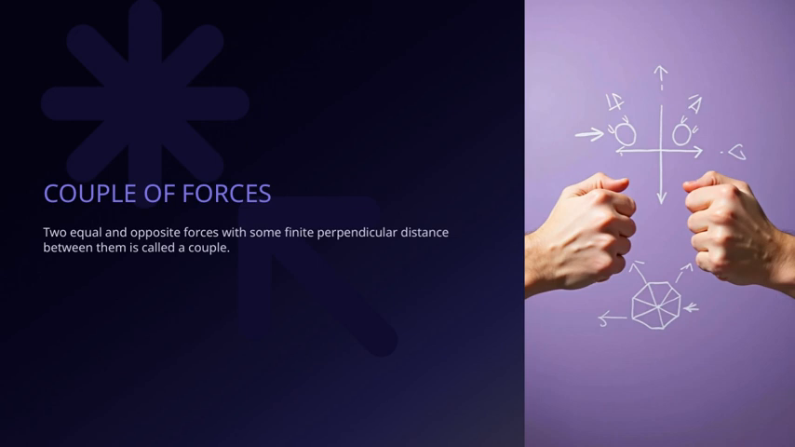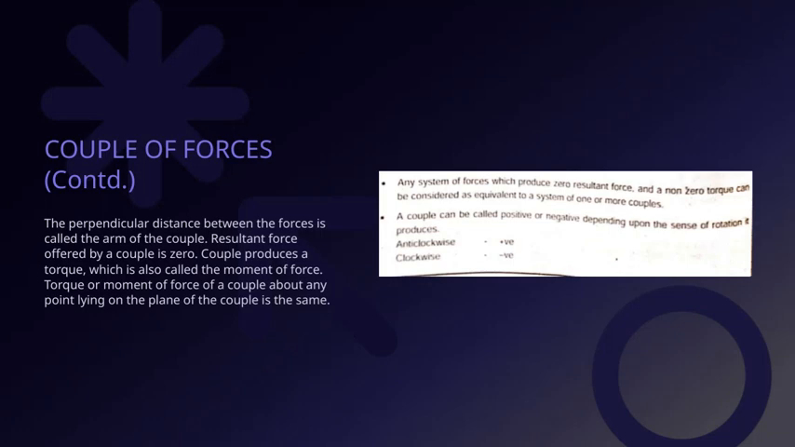So, a couple is essentially a pair of forces that, because of their finite separation, can cause rotation without changing the object's position. The perpendicular distance between the forces in a couple is known as the arm of the couple. This distance is crucial because it determines the magnitude of the turning effect produced by the couple. Now, it's interesting to note that the resultant force offered by a couple is actually zero.